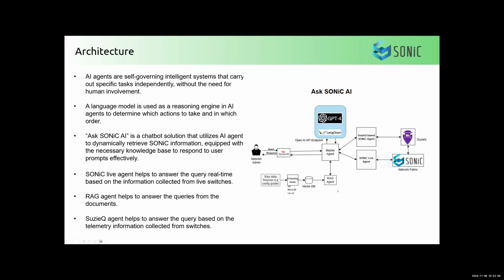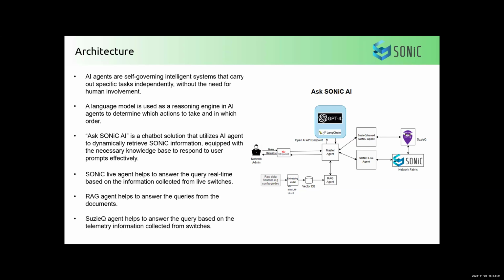One is the RAG agent. You load your config guides, PDFs, or whatever static information we have for SONiC into the vector database using the embedding model, and then you have the RAG agent attached to that vector database, so that any documentation-related query coming from the user will go to the RAG agent.